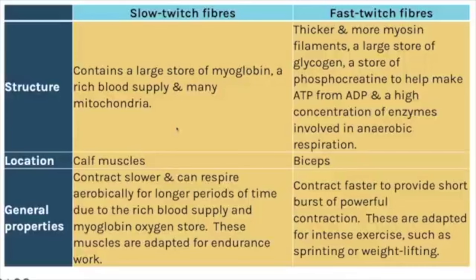The last thing you need to know about muscles is two different types of muscles, slow twitch and fast twitch fibers, and you need to be able to compare their structure, location and general properties.